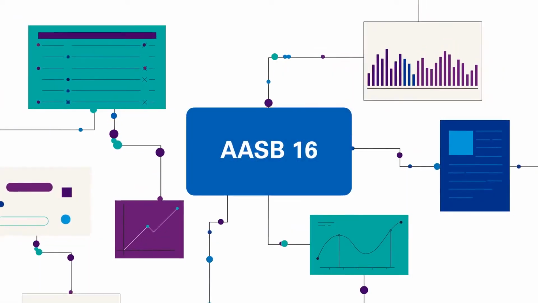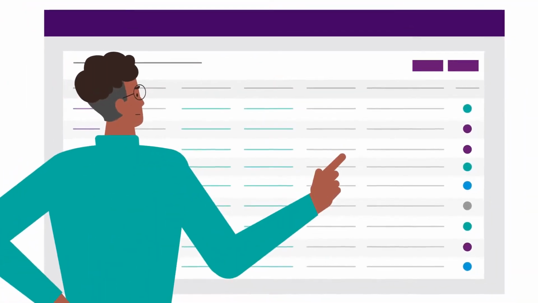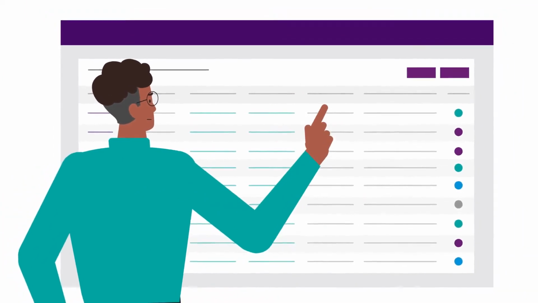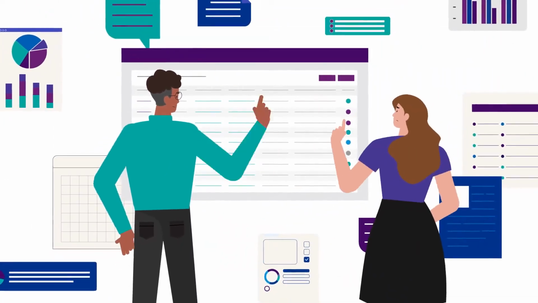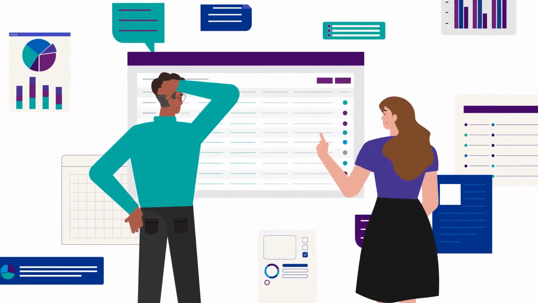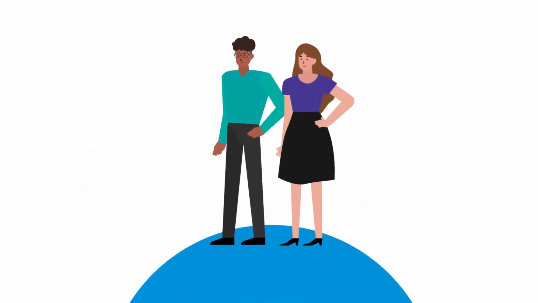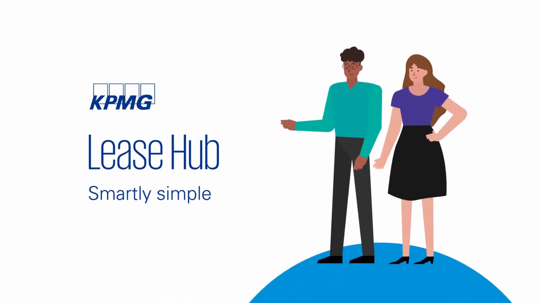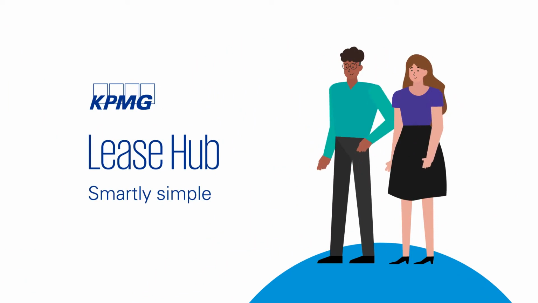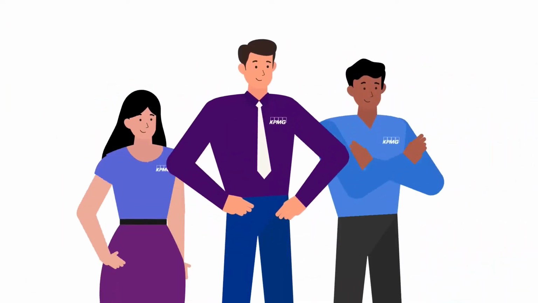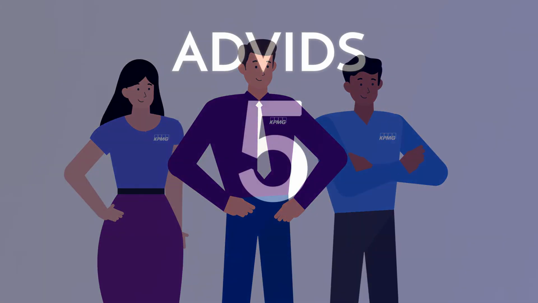Challenging to operationalize. The need to monitor and recalculate balances on an ongoing basis adds more pressure on teams who are already juggling strategic priorities. This is where KPMG Lease Hub comes in. And as a managed service with these built-in smarts, our leasing specialists take care of these complexities for you.